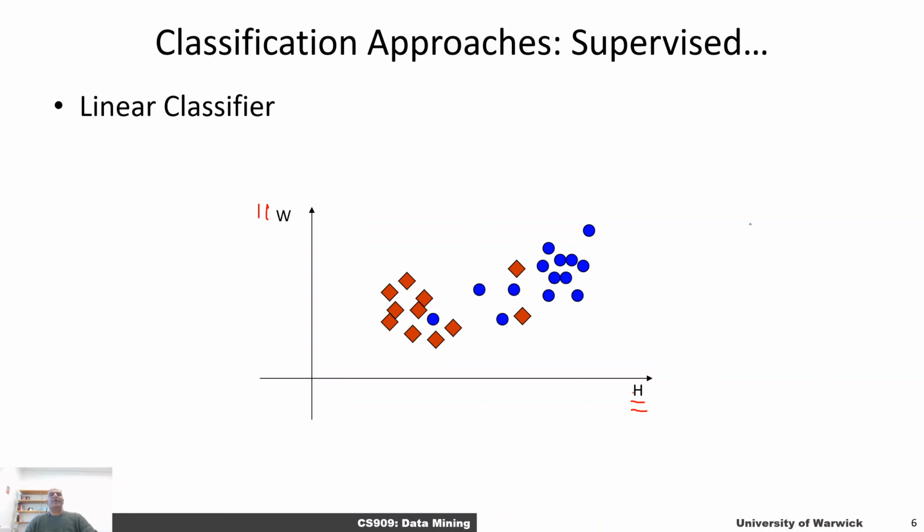We can build different classifiers. We can partition this feature space by different means. We can use a line like this one, and that divides this feature space into two parts. Such a classifier, which is a linear function, is of course called a linear classifier.